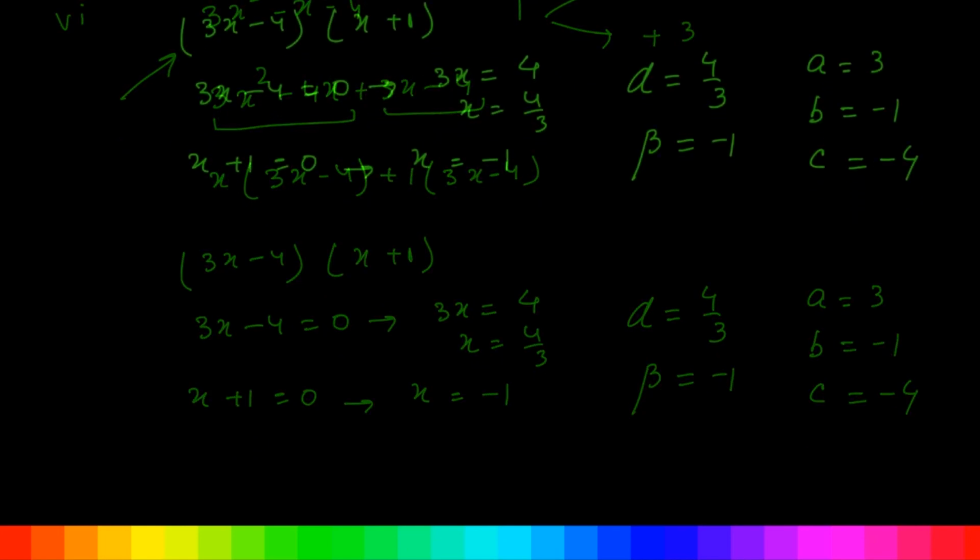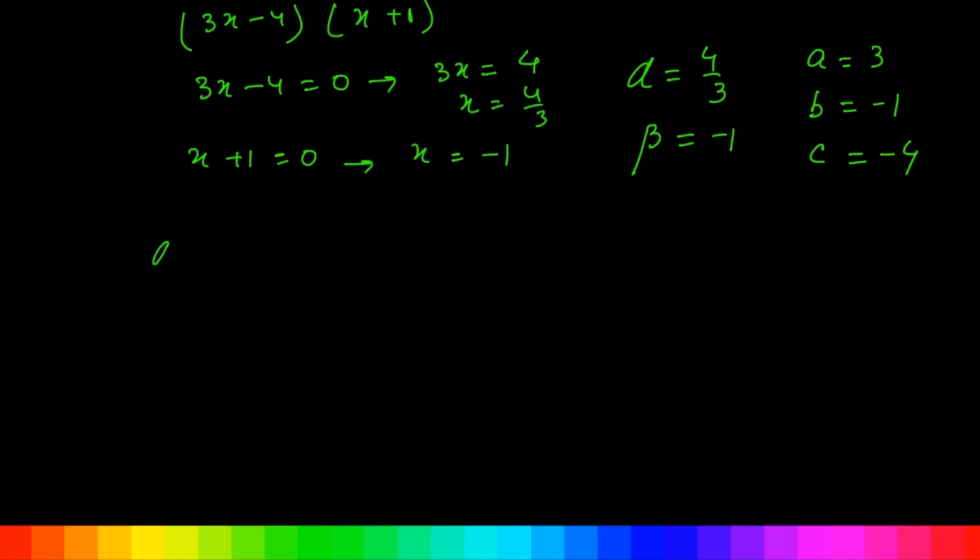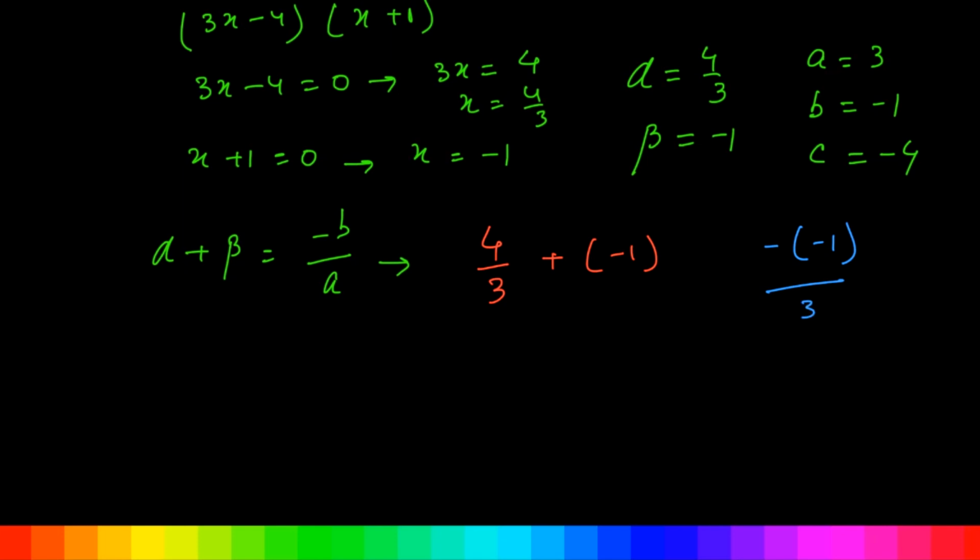Let us verify the relationship between the zeros and the coefficients. Alpha plus beta is equal to minus b over a. If we put the values, alpha is 4 by 3 plus minus 1, equal to minus b, minus minus 1, over 3. Now on addition, we get 1 by 3 on the left hand side, and minus minus is plus, so 1 by 3 on the right hand side too. So the relationship between the sum of zeros and the coefficients is verified.